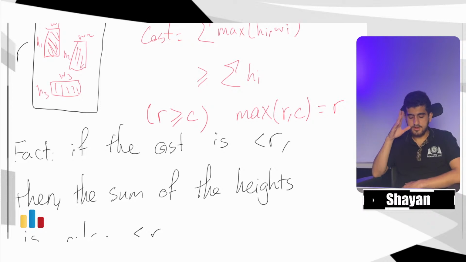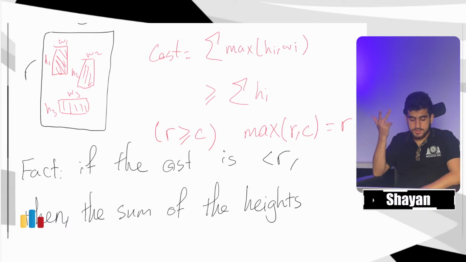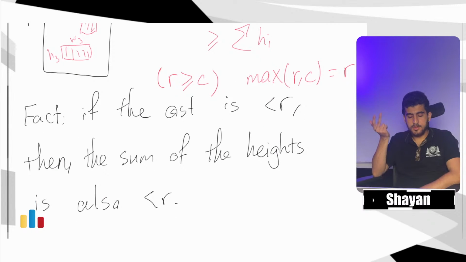So without loss of generality, since R and C do not differ so far, I can assume that R is greater than or equal to C. If the cost is less than R, then the sum of the heights is also less than R. Because if the sum of the heights is greater than or equal to R, then the cost is also greater than or equal to R, since it's the sum of the maximum of height and width. If they are less than R, then the sum of the heights is also less than R. Is it clear now?